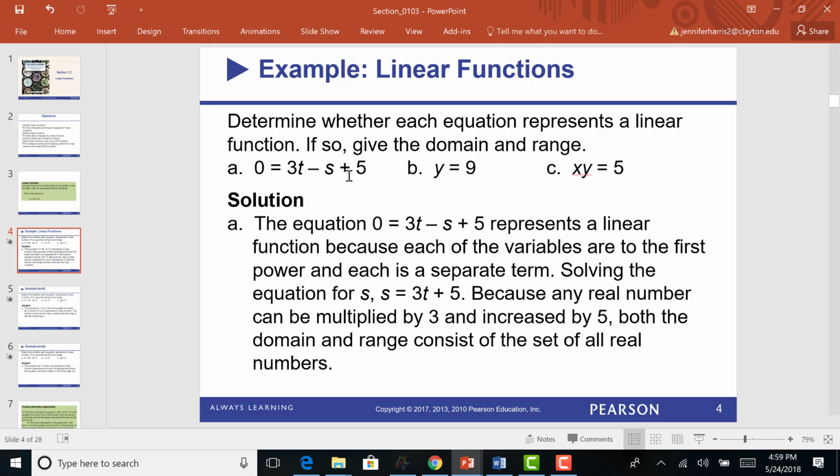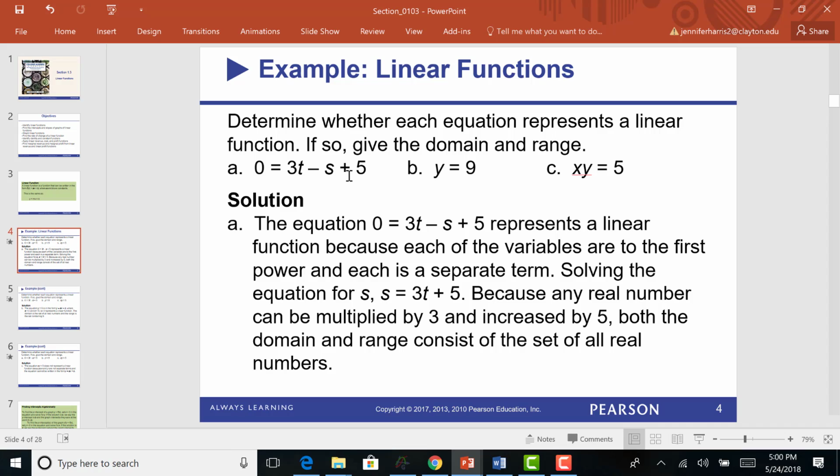Alrighty, so let's look at that first one. Again, on the board, you have 0 equals 3t minus s plus 5. Can I make one of those letters by itself? Yes. It'll be easy to move the s to the other side. How should I do that? Add s to both sides. So now I have s is equal to 3t plus 5. Is it in y equals mx plus b form? Yes. They just use an s and t.